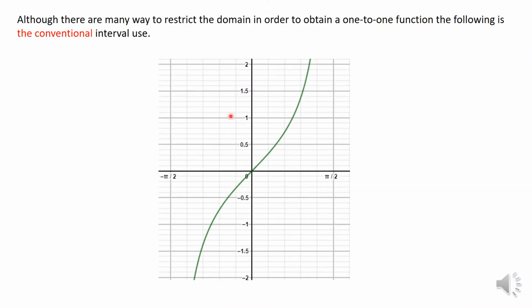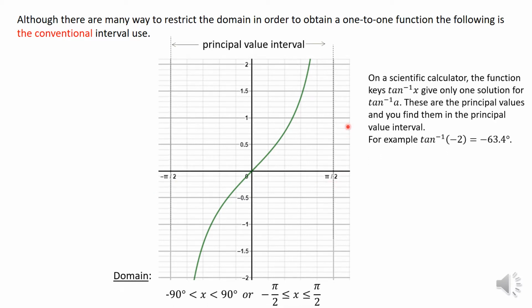Right, so the conventional interval that we are using is between minus 90 degrees to 90 degrees, or minus pi upon 2 to pi upon 2 radians. That is the principal interval value that we are using, and the domain, as you can see, is as I indicated, and also the range is infinite because this function goes up and down forever. So the domain is positive infinity to negative infinity.